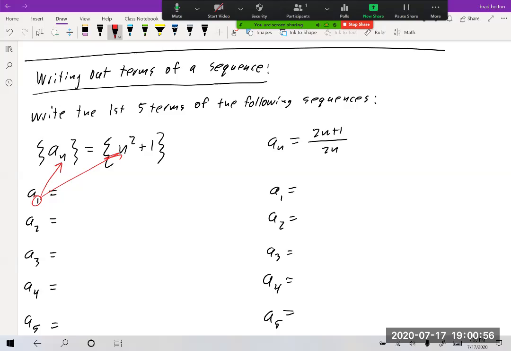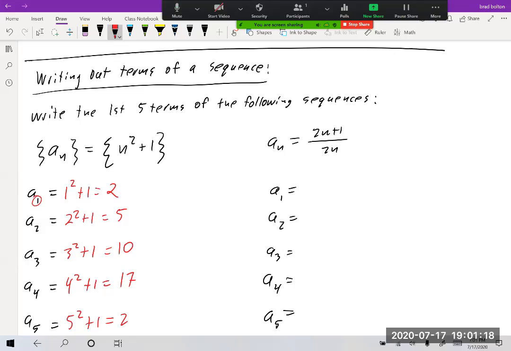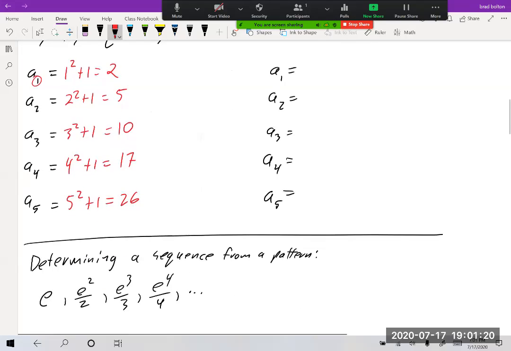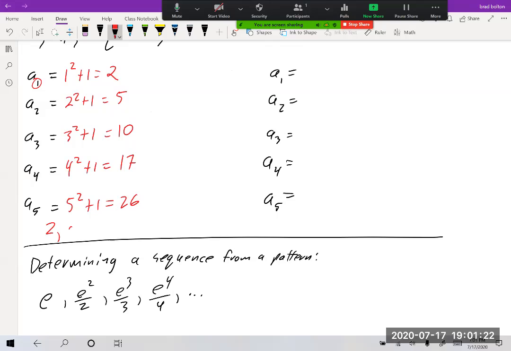So if we say that a sub n is equal to n squared plus 1, we're simply going to do 1 squared plus 1, which is 2. If we say a sub 2, then a sub 2 would be 2 squared plus 1, which is 5. This would be 3 squared plus 1, which is 10. This would be 4 squared plus 1, which is 17. And this would be 5 squared plus 1, which is 26. So we have our pattern. Our pattern is 2, 5, 10, 17, 26, right? And it could go on and on like that. Okay, so we've generated the pattern.